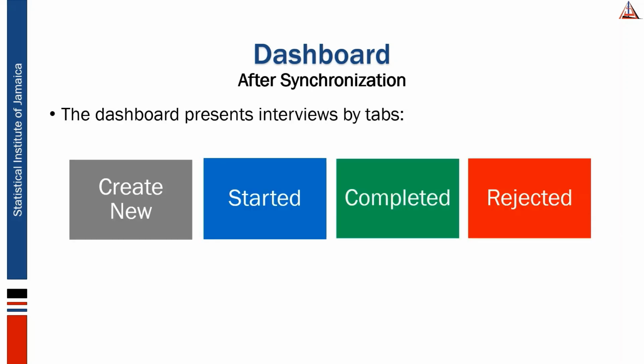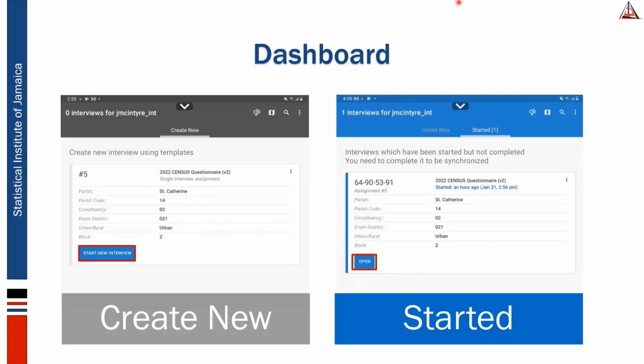The dashboard presents interviews by tabs. Create new, started, completed, and rejected. It is important that you pay attention to the color associated with each tab. The Create New tab allows a census taker to start new interviews. The Started tab shows interviews that are started but have not been completed.